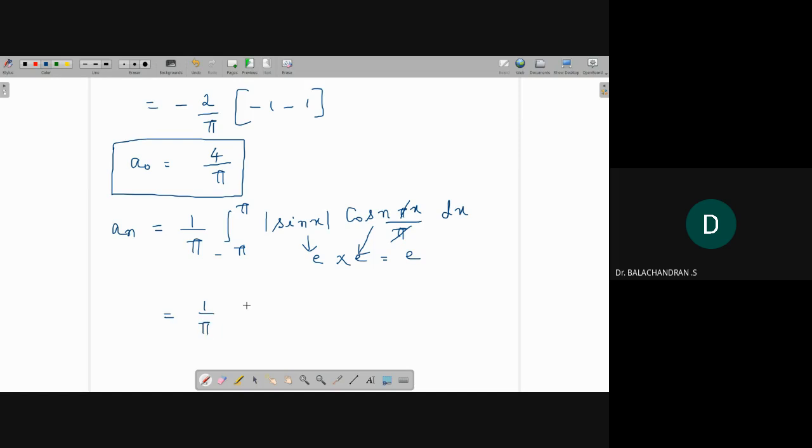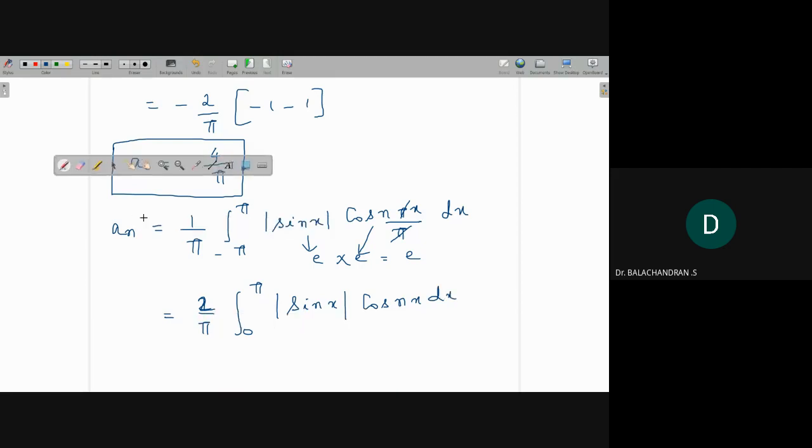1 by pi, so 2 by pi, because I'll write this as 0 to pi of mod sin x into cos nx into dx. Now again in this interval, mod sin x is just sin x. First I'll write cos nx and then sin x into dx. So this is A, this is B. So 2 cos A sin B is sin of A plus B minus sin of A minus B.